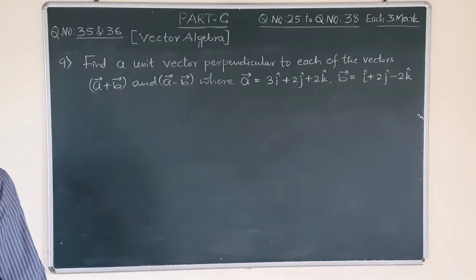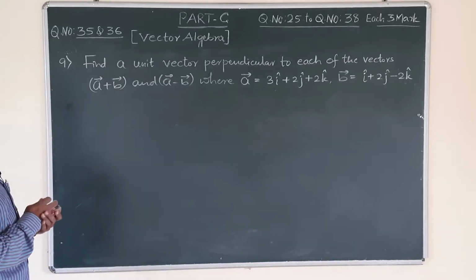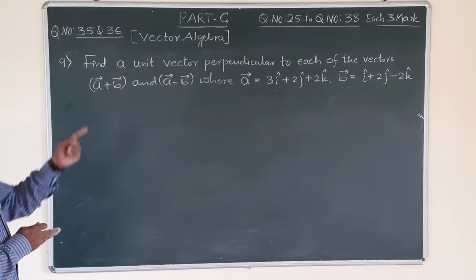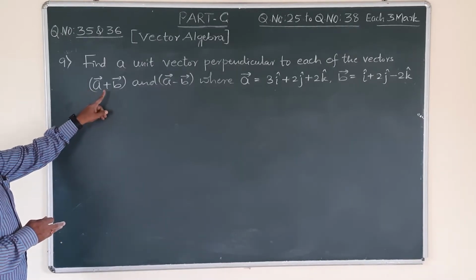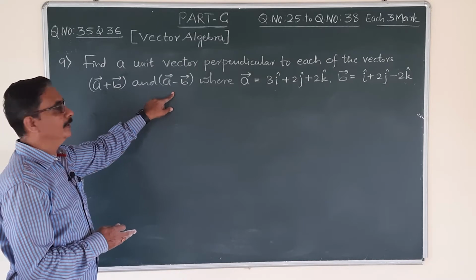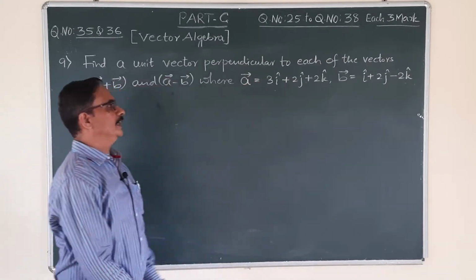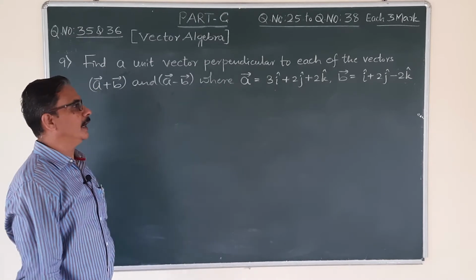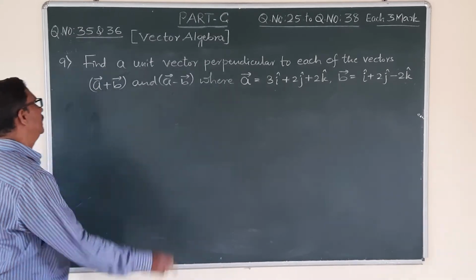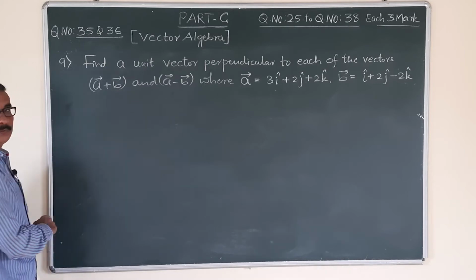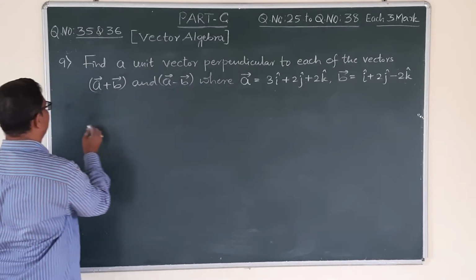Okay. Next problem: find a unit vector perpendicular to each of the vectors a plus b and a minus b, where a is the vector 3i plus 2j plus 2k, and b is the vector i plus 2j minus 2k. Now here, first find a plus b, then find a minus b.